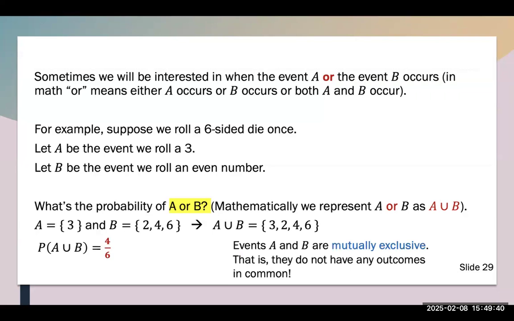Now, events A and B are what we call mutually exclusive. That means they don't have any outcomes in common. There's nothing that lives in set A that also lives in set B, and there's nothing in set B that lives in set A. Another word for mutually exclusive is disjoint. So we can say these sets are disjoint, or we could say these sets are mutually exclusive.